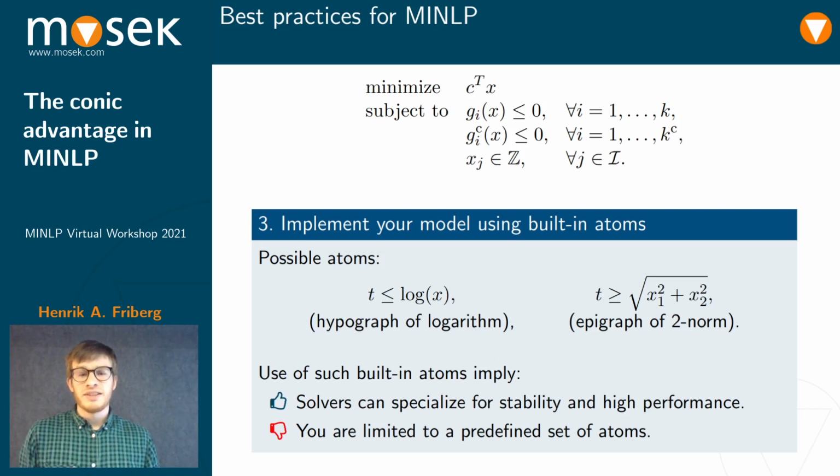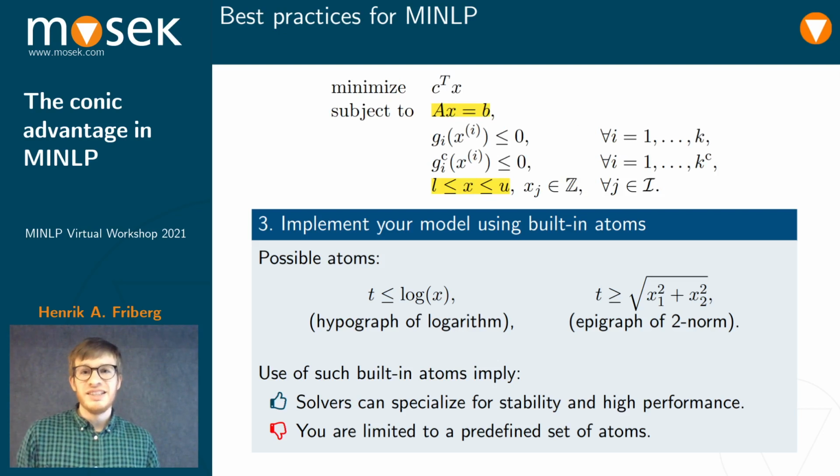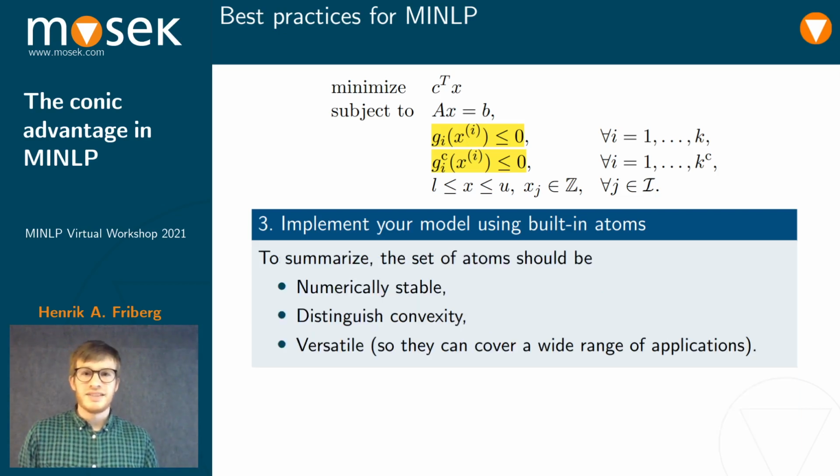So to reflect this in the standard model, we're going to separate the linear part of the constraint set, which will operate over the full set of variables in this case, and then nonlinear constraints which will operate on a selected subset of variables. This explains my notation here. And we know that these atoms should be numerically stable, they should distinguish convexity, and they should be versatile, so they can be used to cover a wide range of applications.